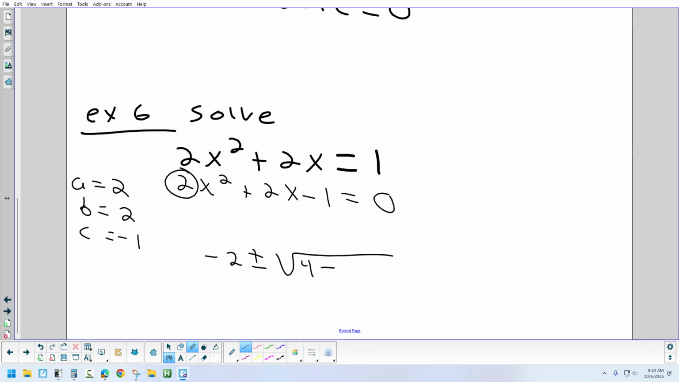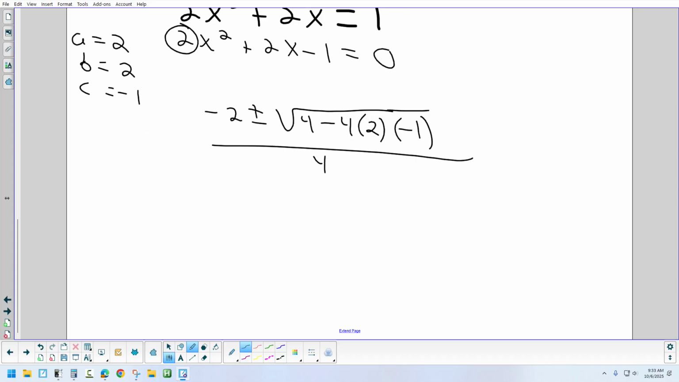minus, and what's the next part we've got to plug in? Minus what? 4ac. So 4, a is 2, and c is negative 1. So minus 4ac, and that's all divided by what? 2a, and in this case a is 2. So what's 2 times 2? 4.